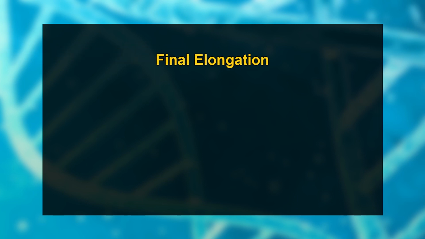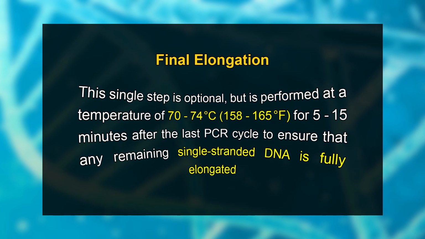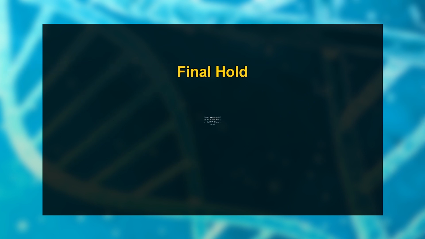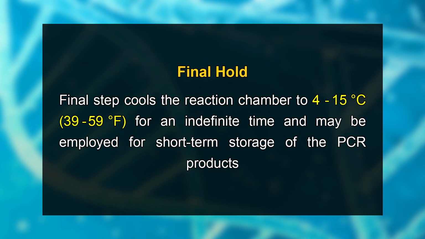The final step is the final elongation. This single step is optional but is performed at a temperature of 70 to 74 degrees centigrade for 5 to 15 minutes after the last PCR cycle to ensure that any remaining single-stranded DNA is fully elongated. This is followed by the final hold. The final step cools the reaction chamber to 4 to 15 degrees centigrade for an indefinite time and may be employed for short-term storage of the PCR products.